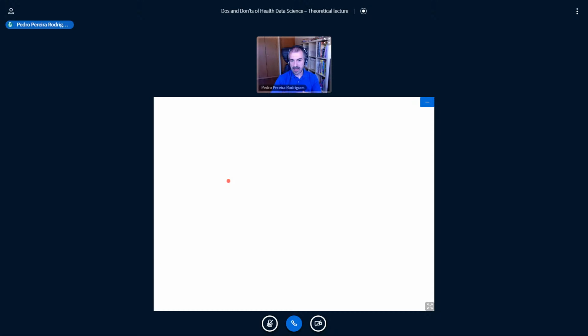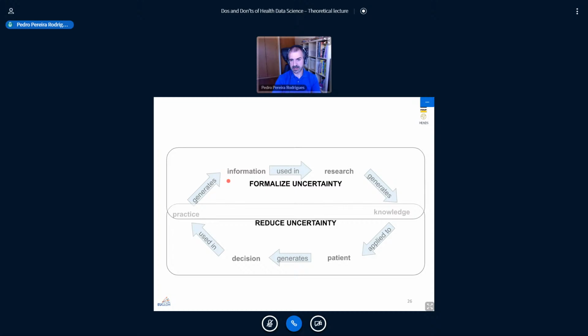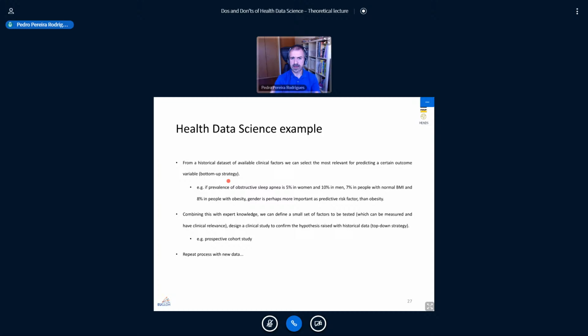But the most important part from our point of view, from the point of view of data science, is actually how to formalize the uncertainty, how to look at the data and extract the meaning that will tell us where the uncertainty is so that we can tackle these problems. A simple example could be, imagine you have a historical data set with clinical factors and you want to select the most relevant for predicting a certain outcome.